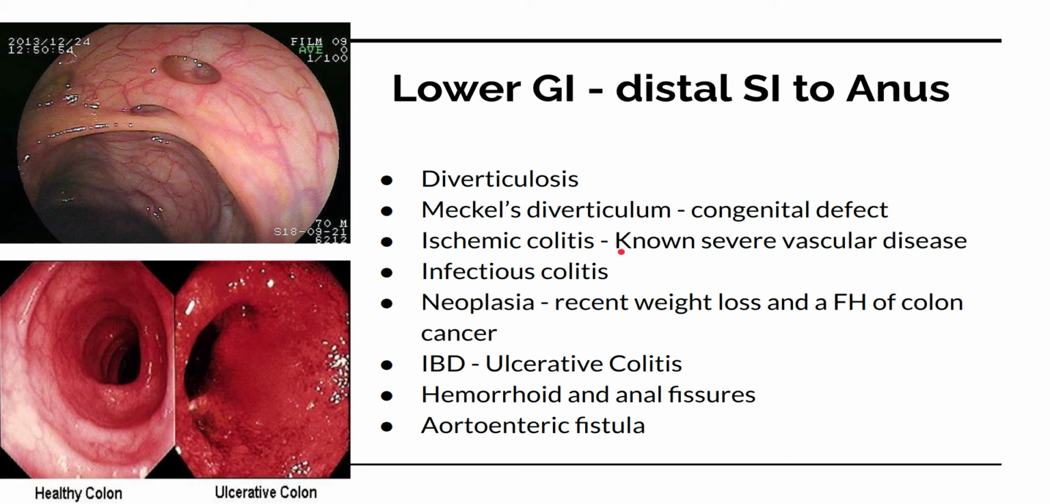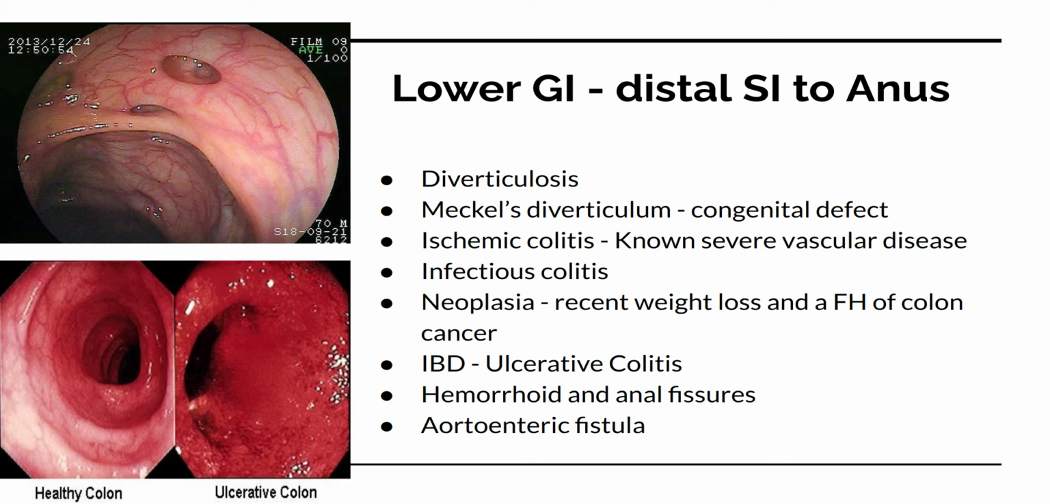Meckel's diverticulum is one of the most common congenital defects. It occurs when there's a leftover portion of the umbilical cord in a patient. And then there's also ischemic colitis and infectious colitis and neoplasia. The most common neoplasia in the colon is called colorectal cancer.